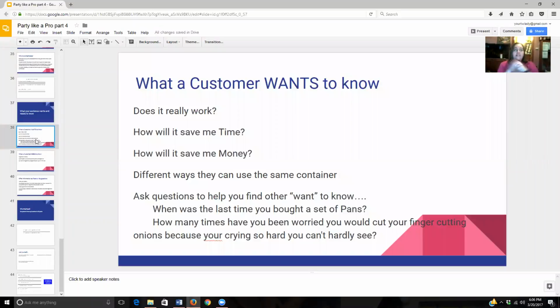So what a customer wants to know is, does it really work? How will it save me time? How will it save me money? What ways can I use the same container? All right, customers want something that's going to be very diverse, that they can use in a lot of different ways. So help them figure out different ways that they can use it.